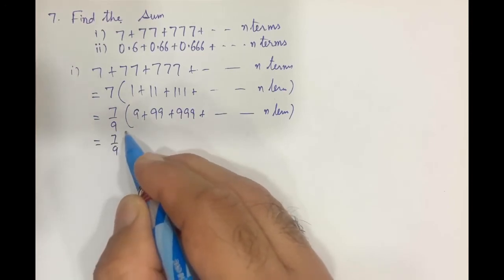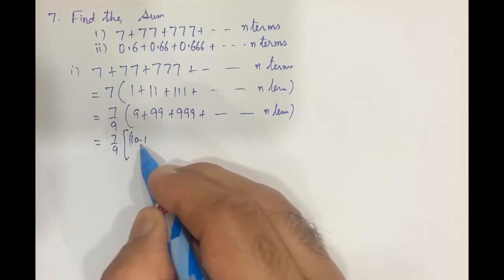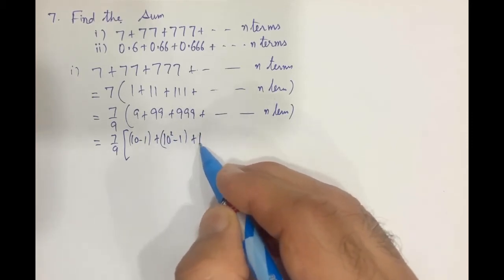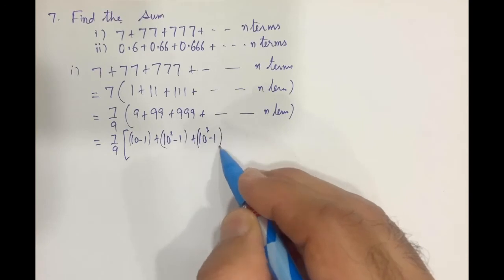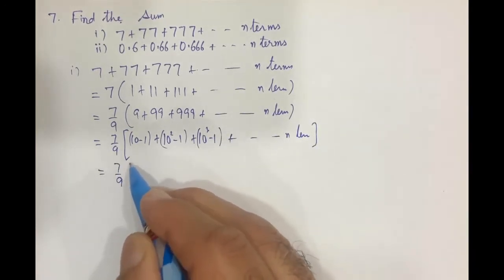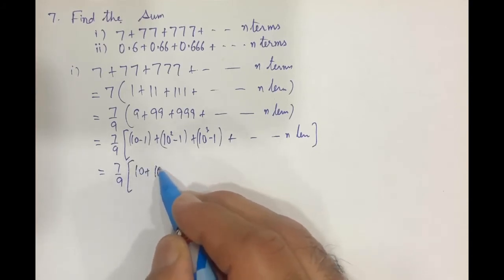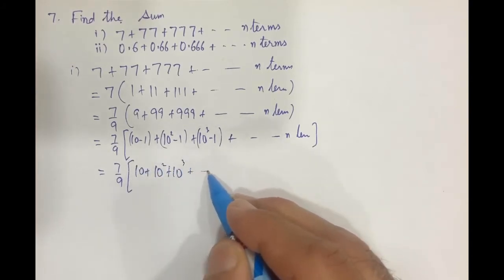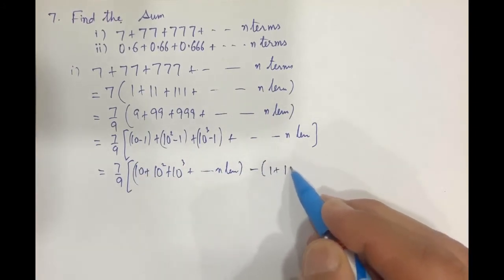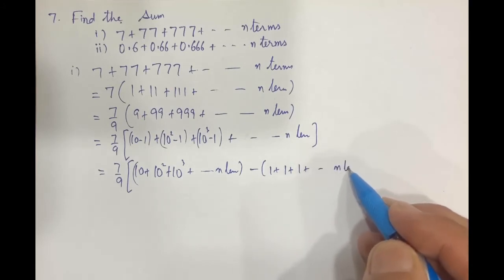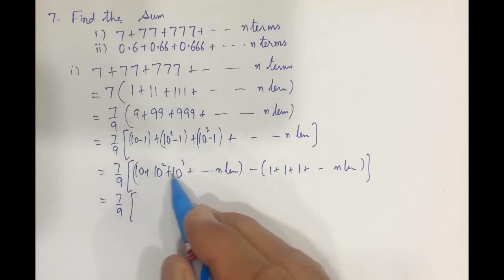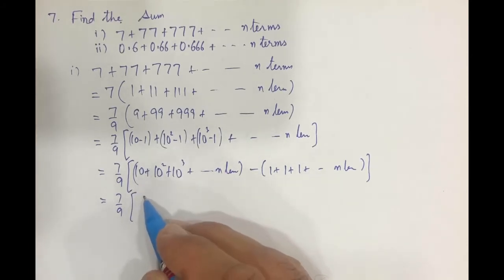So 9 can be written as 10 minus 1. 99 is 10 square minus 1. This is 10 raised to power 3 minus 1, and so on up to n terms. This is 7 by 9 into 10 plus 10 square plus 10 cube, so on up to n terms, minus 1 plus 1 plus 1, n terms. This is 7 by 9. This is GP now, with first term 10 and common ratio also 10.